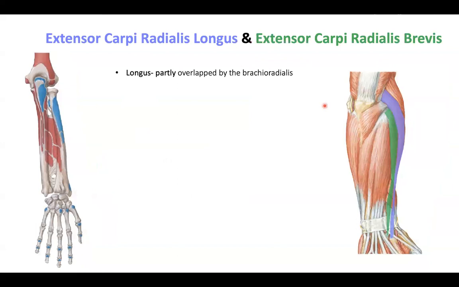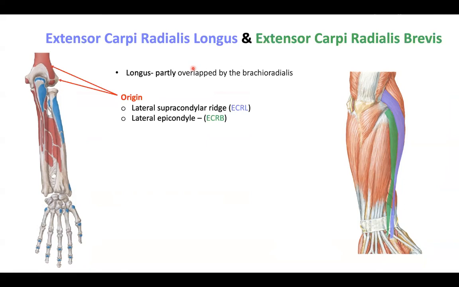The next two muscles are extensor carpi radialis longus and extensor carpi radialis brevis. These muscles lie just below brachioradialis muscle. This is brachioradialis. Just below brachioradialis, we have extensor carpi radialis longus and brevis muscles. The longus is partially covered by brachioradialis muscle. Their names indicate their relative length. Longus is relatively long and brevis is shorter than the longus.